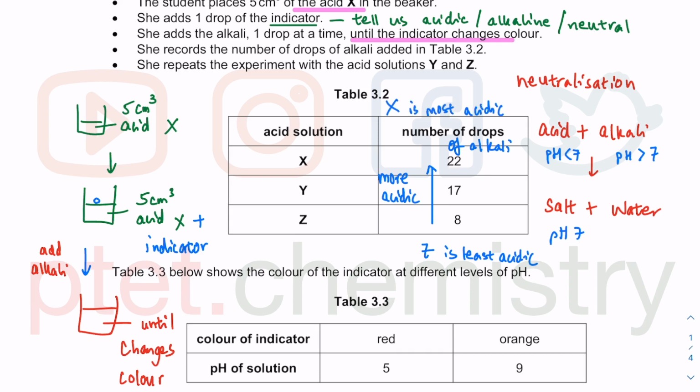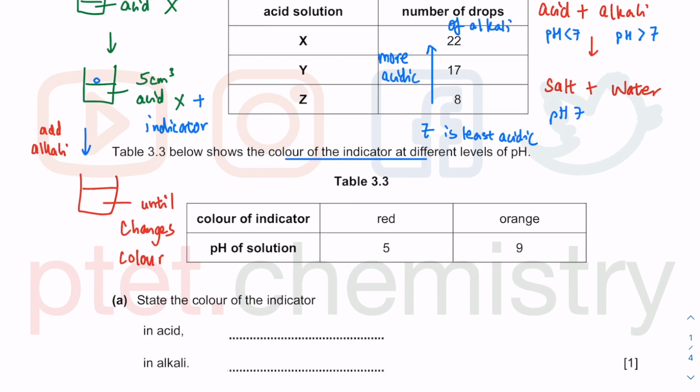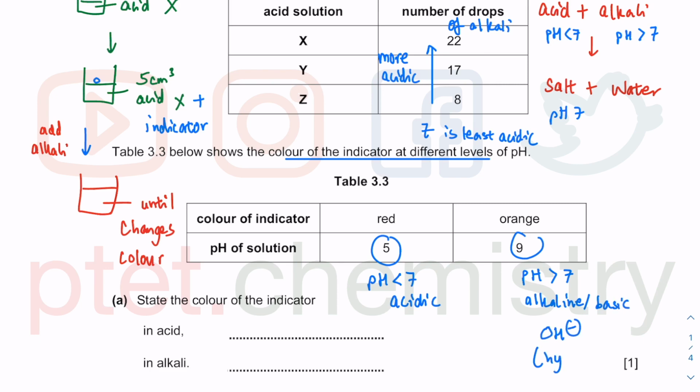So based on the information given here, this is the color of the indicator at different levels of pH. At pH 5, this is less than 7, so in acid, it is red. And then at pH 9, this is greater than 7, so this is alkaline, or basic, that is when you have OH minus called hydroxide ions. These are all from the acid, base, and salt topic. So state the color of the indicator. In acid, it is going to be red there, whereas in alkali, where the pH is greater than 7, it is going to be orange.